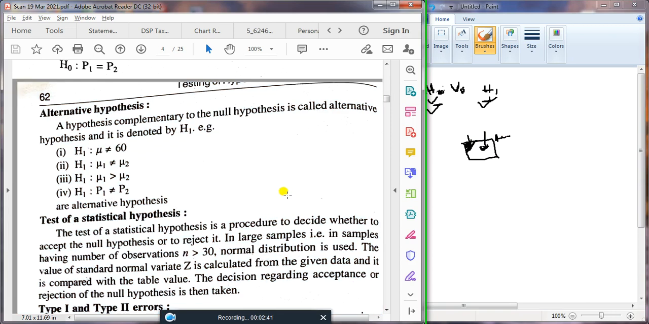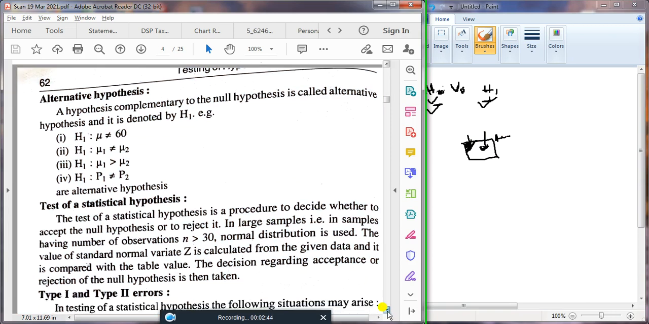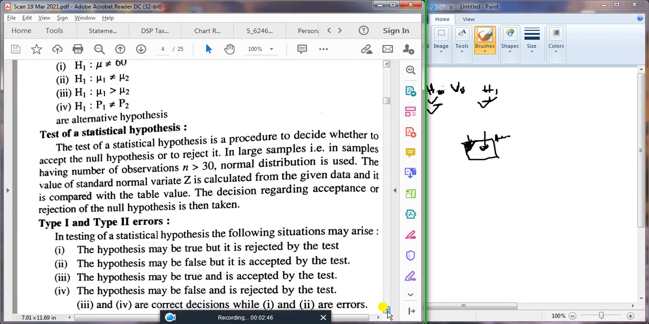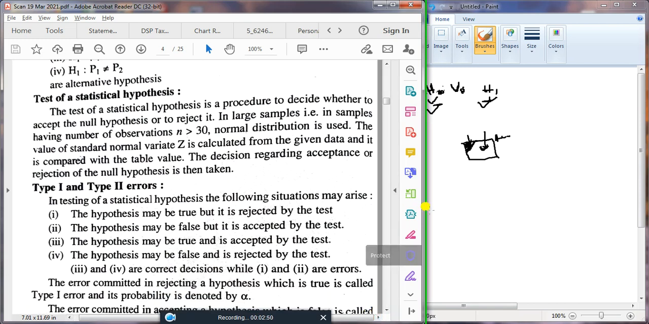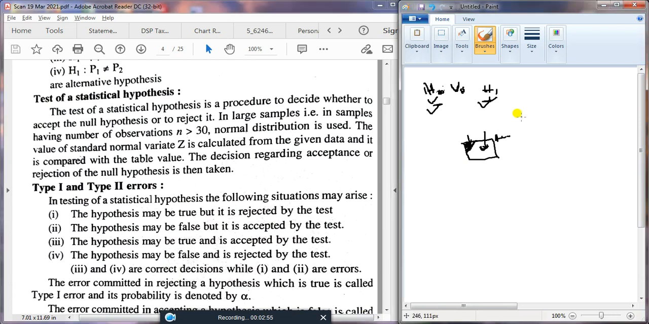Now, test of a hypothesis, statistical hypothesis. Now when you are going to test something, at that moment you are not clear whether you are going to select it or not, whether it is right or wrong. Suppose there is something unknown.